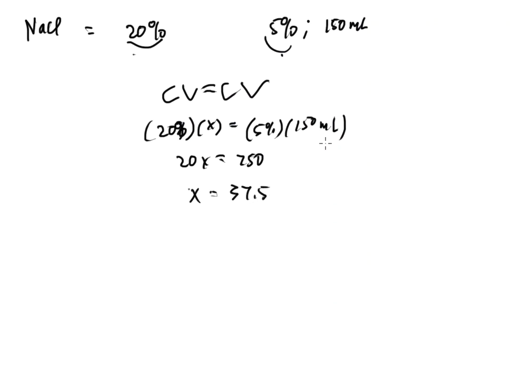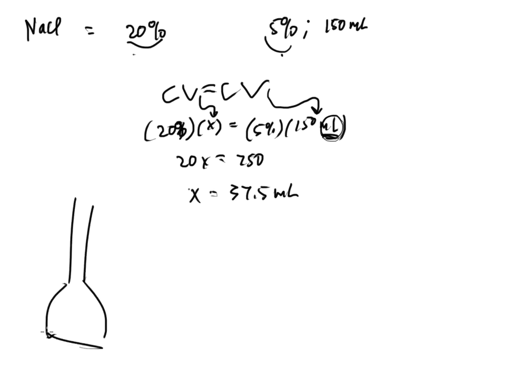37.5 what? Well, that's milliliter. So therefore, my answer is in milliliter because that represents volume, right? That represents volume. There's my volume. The units have to match. So what I would do is I would take a volumetric flask, 150 mils, if I can find one that does that. I don't think there is, but there could be.